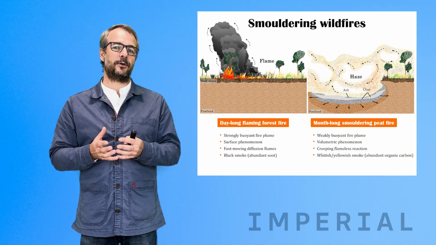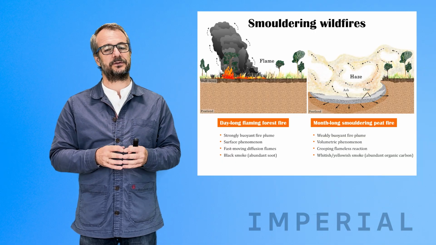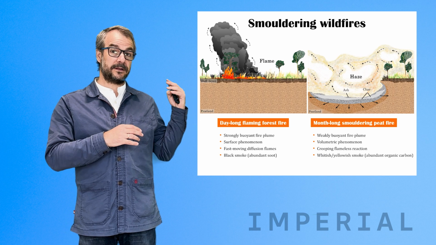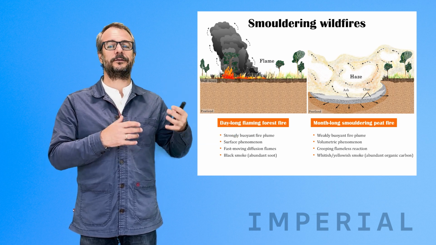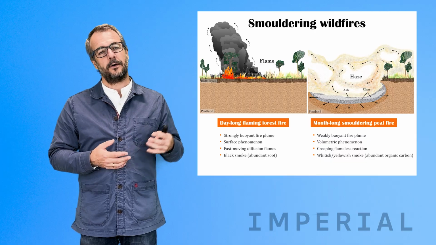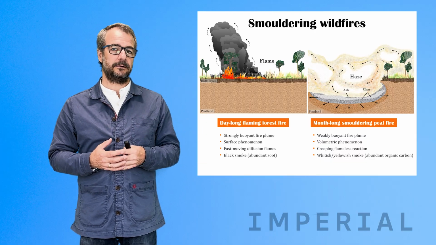But there is another type of burning that receives much less attention. This is smoldering combustion. And what is burning is not burning the vegetation on the ground, it's burning the ground itself when the ground is flammable. For example, in peatlands when they are dry, although there are other types of fuels that are flammable because they contain high levels of carbon.